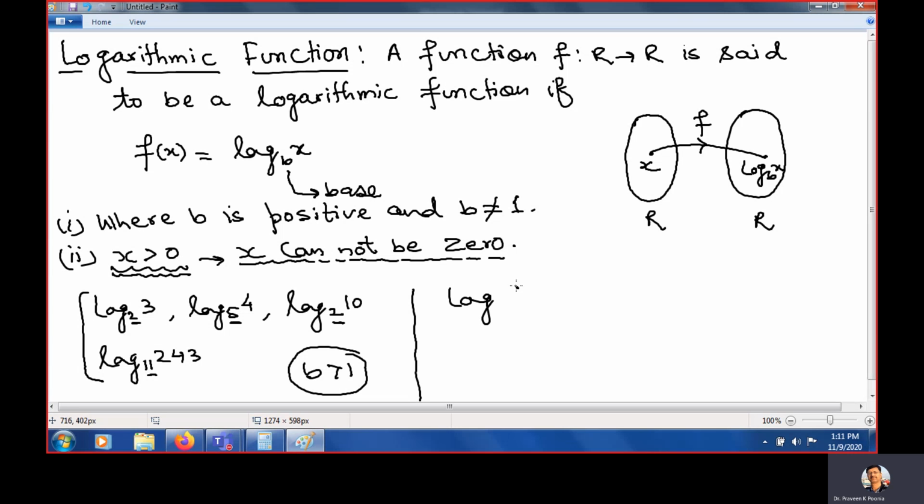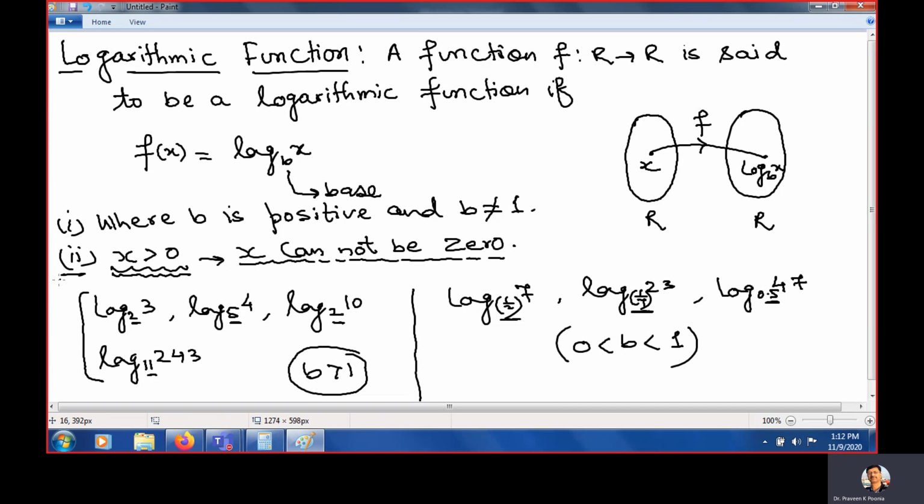Now it is log 7, but the base is 1 by 2. Log 23 base 1 by 7. Clear? Look, log 47 with base 0.5. So these values 1 by 2, 1 by 7, 0.5, what is this? This is b between 0 and 1. So like the exponential function, there are two possibilities for b. One is 0 to 1, another is greater than 1. Because b is positive, it cannot be negative.